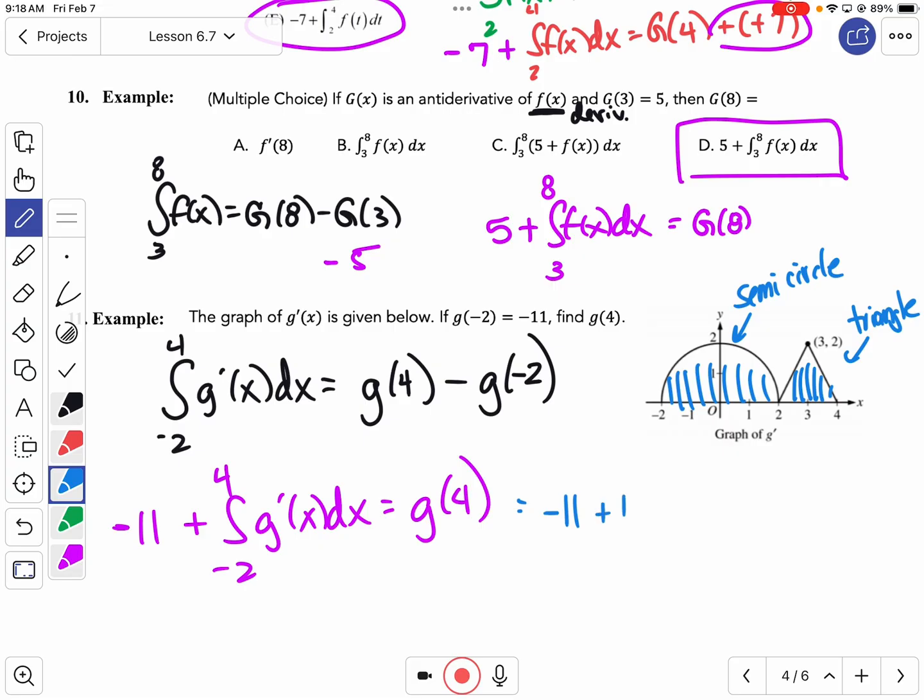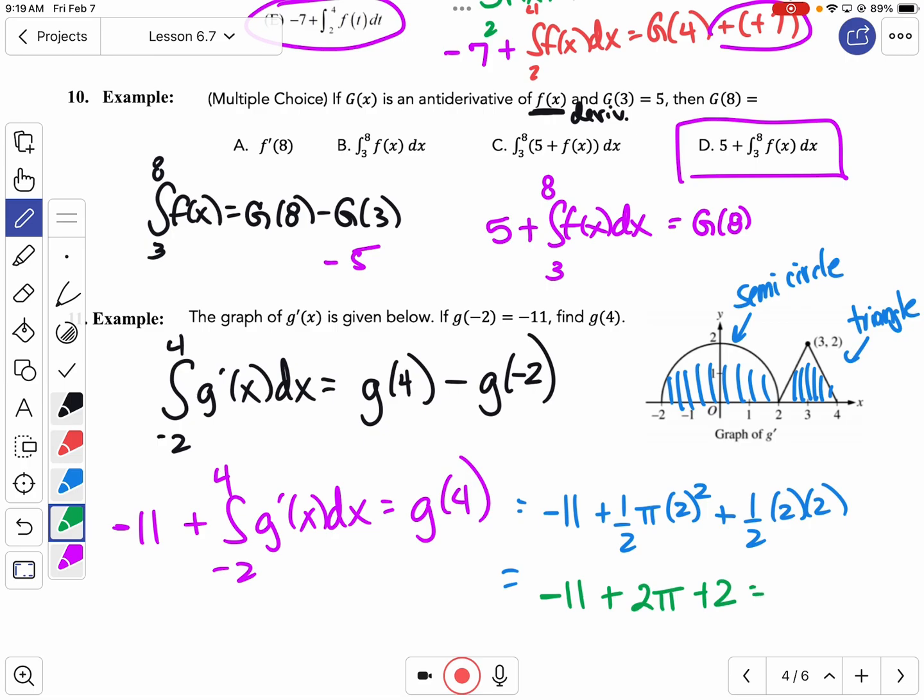The semicircle, 1/2 pi times the radius, which was 2, squared, plus the triangle, 1/2 the base times the height. So that's going to give me -11 plus 2 pi plus 2, or -9 plus 2 pi. That is the exact value of G of 4. Okay, so if you don't have the G function, you're going to have to use the area, if they give you the derivative.